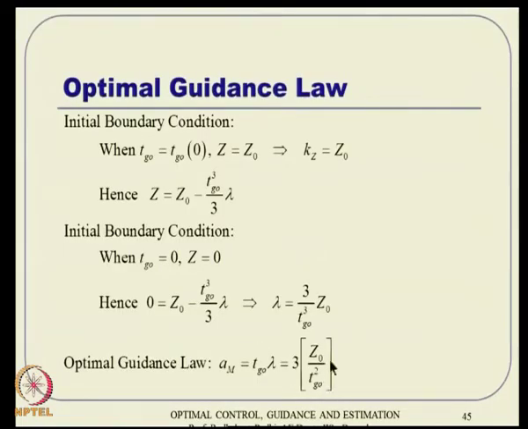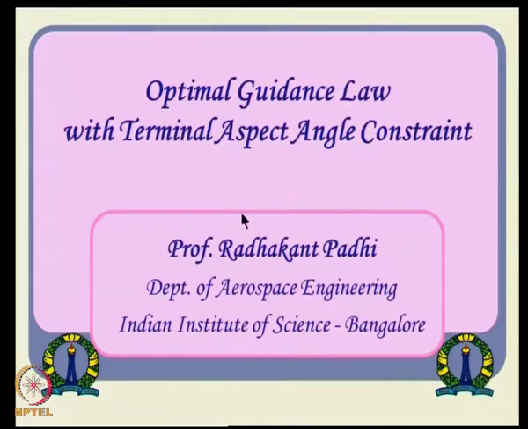Okay, so this is where we are actually. All right. Now, finally, we will also see a different application and ask, can we really do something better, because we are using optimal control theory. Going and finding out missed distance 0 is not the only condition actually. We need to do a little better than that. So, then this idea of terminal aspect angle constraint guidance comes.